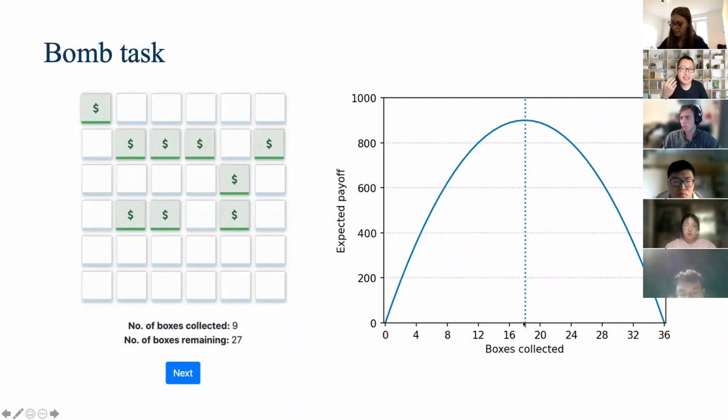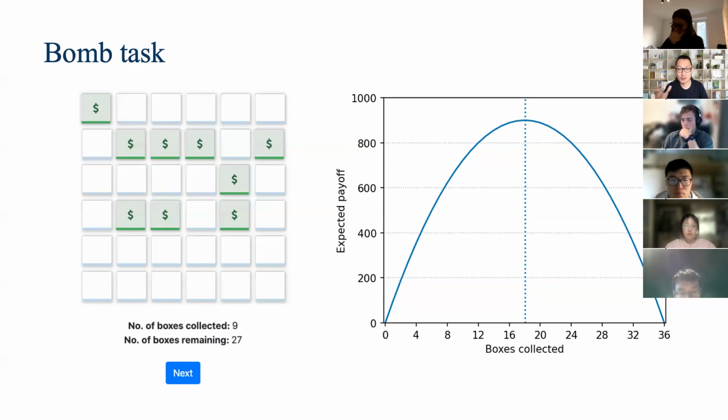But of course, the expected payoff is not the payoff that you will eventually get, because there is some randomness behind this decision making, right? So if you get lucky, then even if you collect like 23 or 33 or 34 boxes, you will be able to avoid the bomb, but that's related to luck, right? So even though the number of boxes collected determines the expected payoff, and the number 18 would maximize the expected payoff, whether you will choose to collect 18 boxes would depend on your risk preferences.